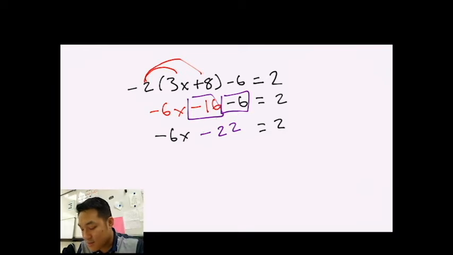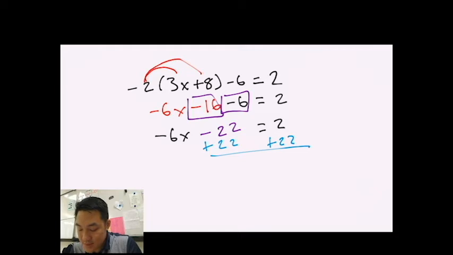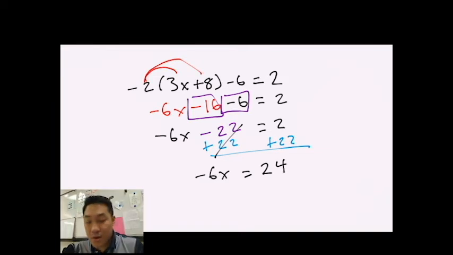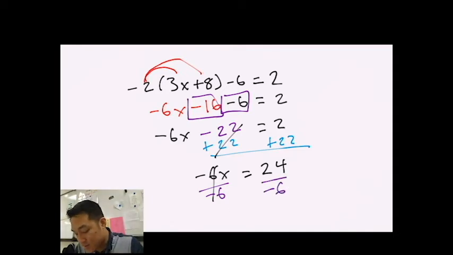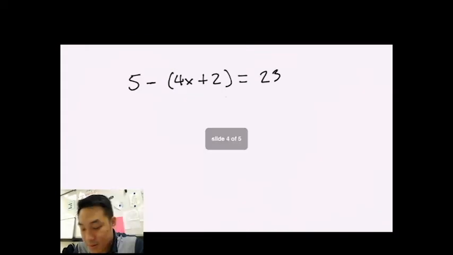Cancel the extra stuff, that negative 22 first, and then we end up dividing at the end. So add 22 to both sides, right? Do the opposite to both sides to cancel. So that cancels. Negative 6x equals 2 plus 22 is 24. And then lastly, divide by the number in front of the x. 24 divided by negative 6 would be negative 4. That's our answer. Alright, let's do one more.